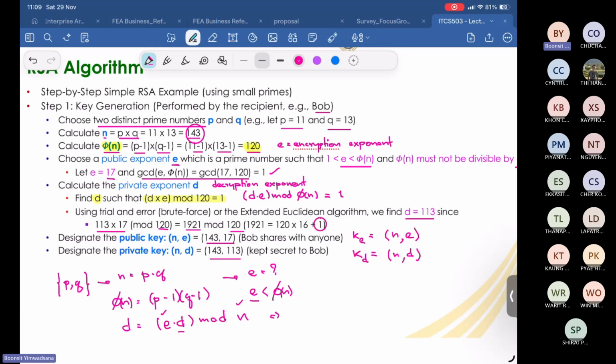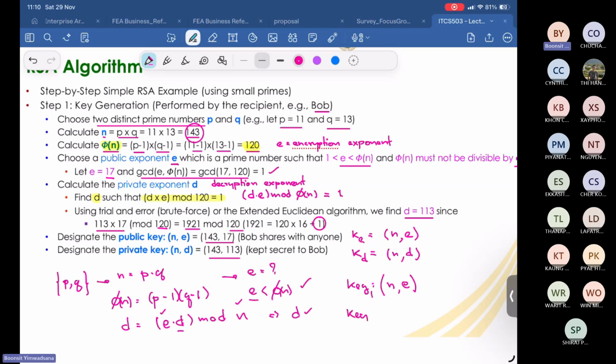And once we have D, we have E, then we pack them together and say that the key is N and follow with E. This is key number 1. And then we have key number 2, which is N and D. Is it? Yeah. So we have 2 keys, key number 1 and key number 2.